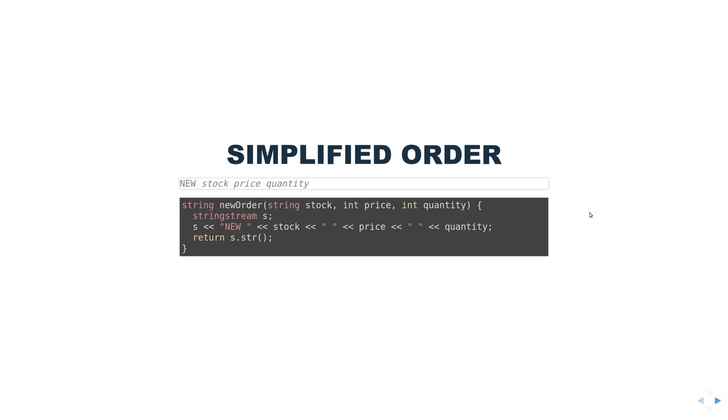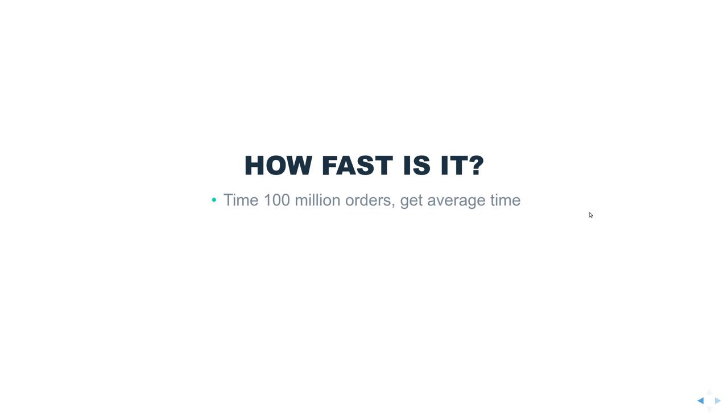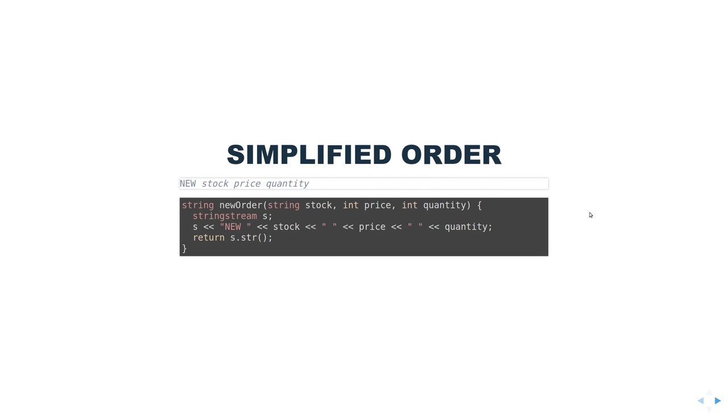So how fast do you think this function is? How are we going to find that out? I'm going to run the function 100 million times, and I'm going to give it a bunch of different prices and quantities, and then I'm going to get the average amount of time it took. And just before I reveal how long that takes, have a little think yourself. How quickly do you think this function can run? Just an order of magnitude thing.